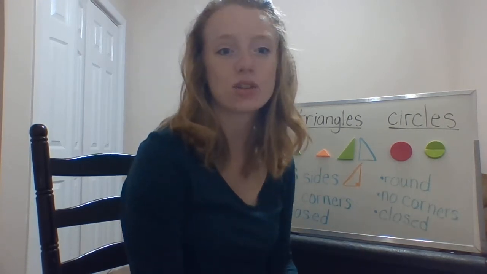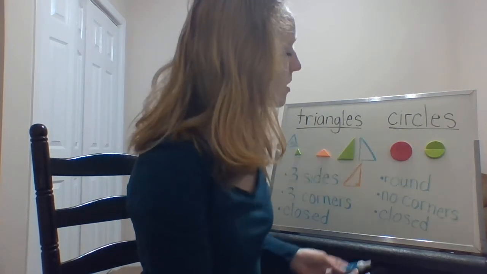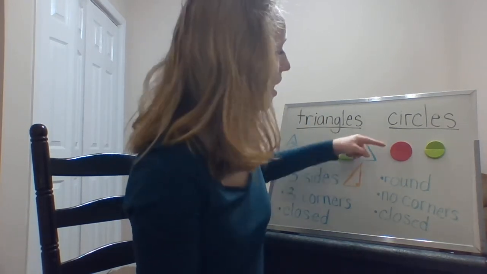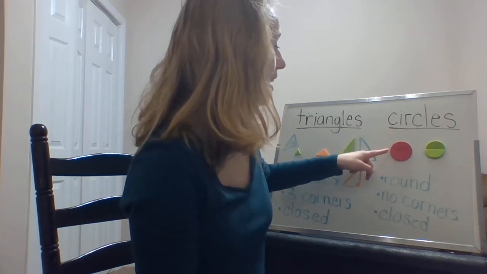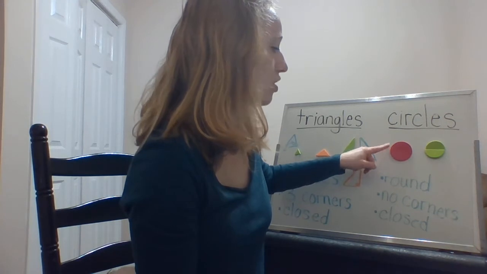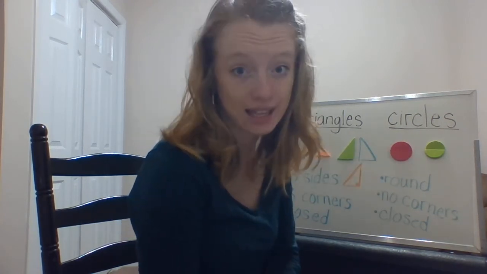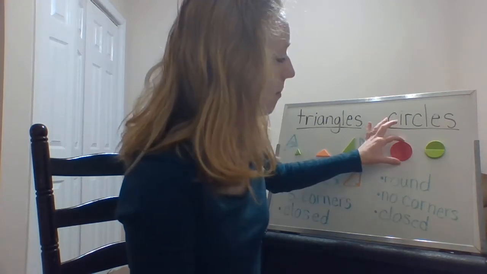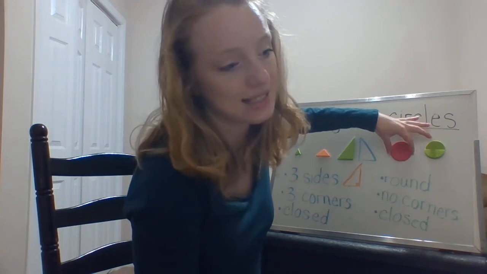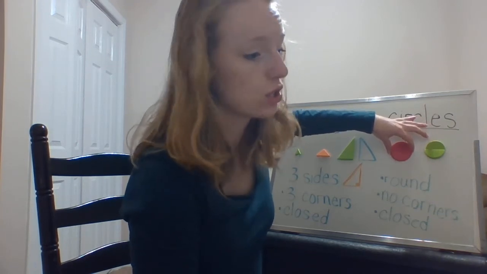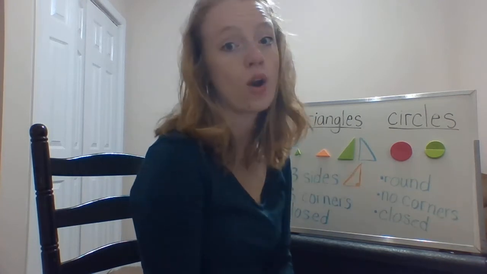So something that makes a circle different from a shape like an oval is that if I were to measure from the top of the circle to the bottom of the circle, and then if I were to measure from this side of the circle to this side of the circle, that would be the same length. So the top and the bottom is the same length as side to side is a circle. So we know they're closed, 0 corners, and they are round.